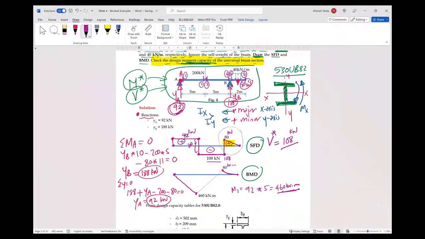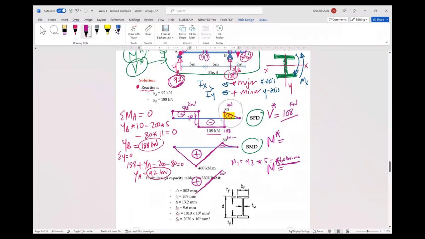From section 3 to 4, we have no uniform load, so we connect them together with a straight line. So this is positive moment, this is negative moment. If we ask what is the design moment from this example, what is the maximum moment here? 460 kilonewton meter. This is the maximum moment.